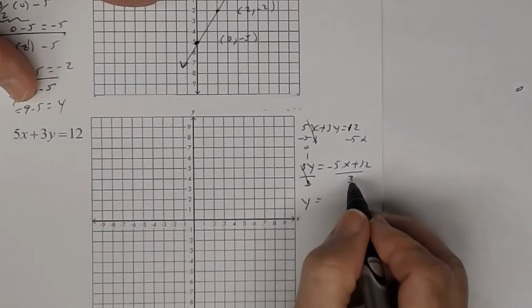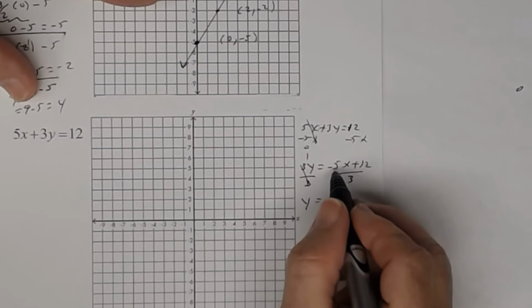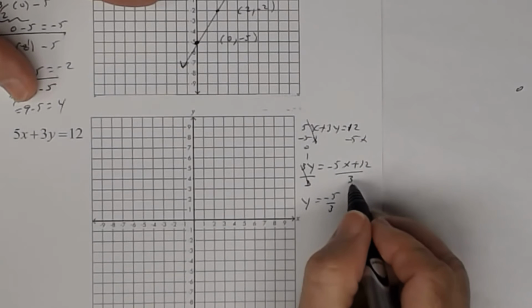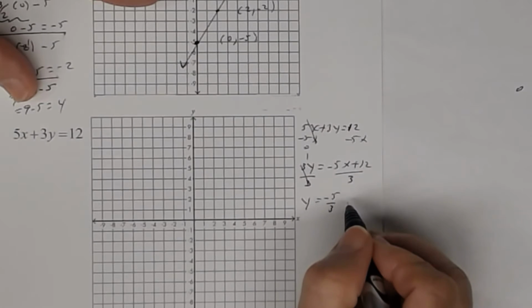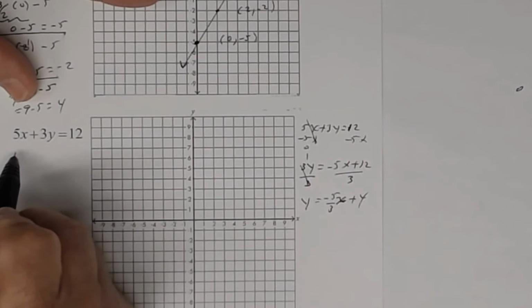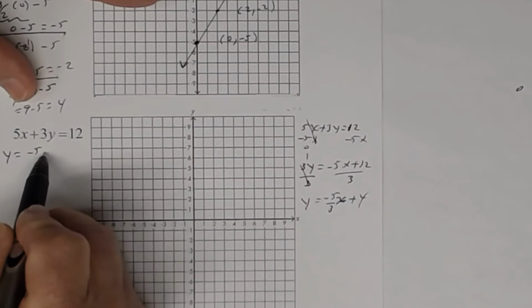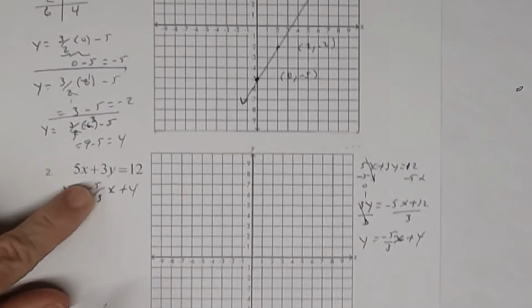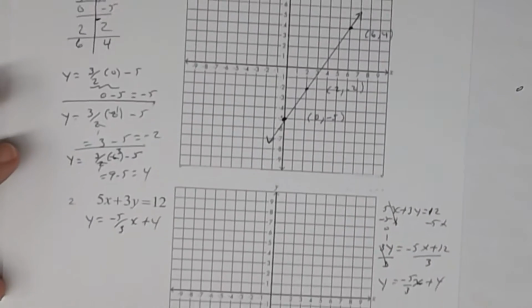But notice you want to rewrite this as 2 fractions. So I get negative 5/3 x, and then 12 divided by 3, oops, that's an x right here. A positive 12 divided by 3 is a positive 4. So this right here becomes y equals negative 5/3 x plus 4. All right, and so now this looks like the first problem.